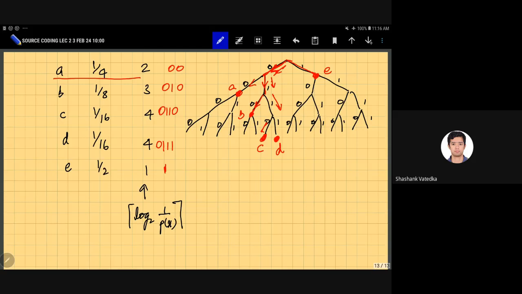Okay. So this is how you would construct the Shannon code for a particular probability mass function. Any questions so far? Yes, any questions?